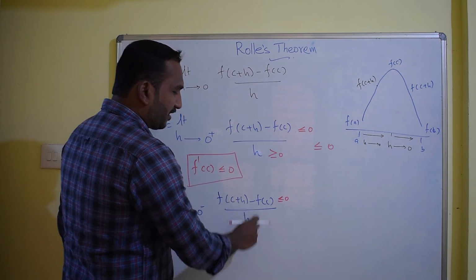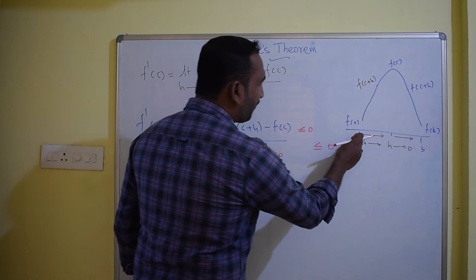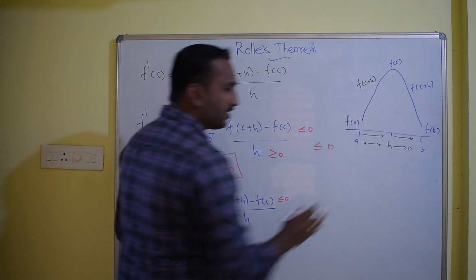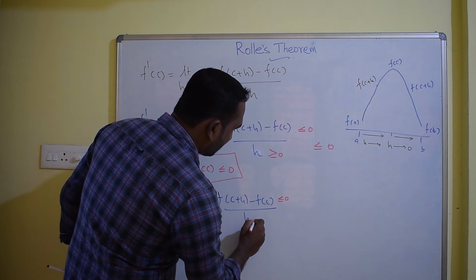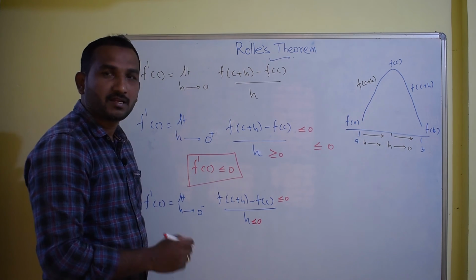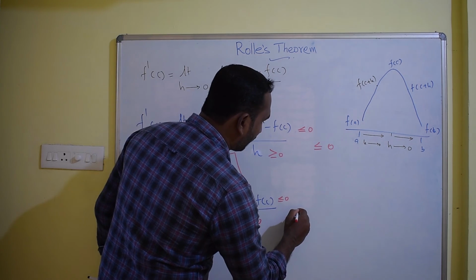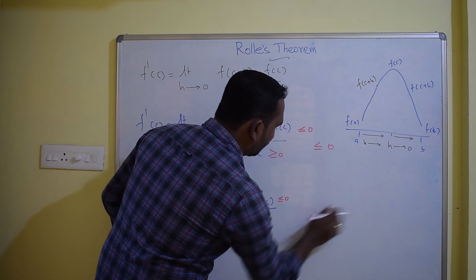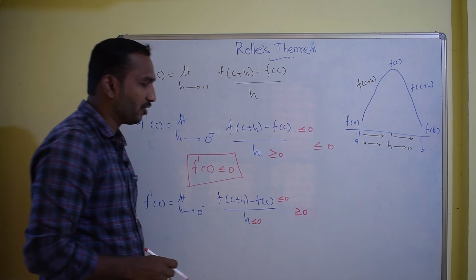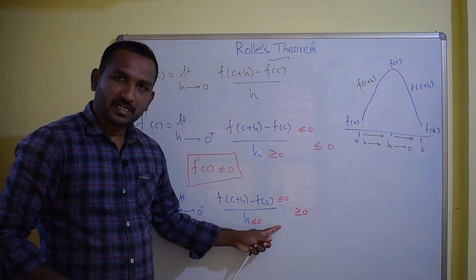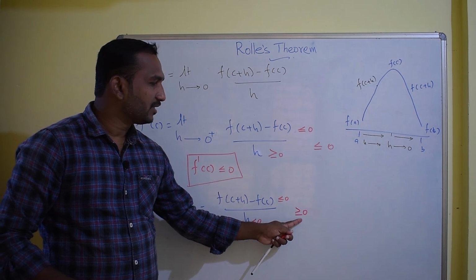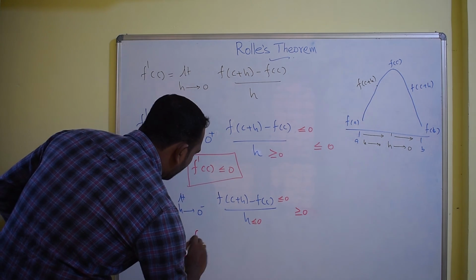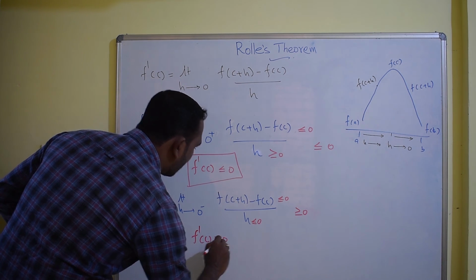Now here is the trick we have, right? If you start from the left hand side and go towards the right hand side, this is the negative side and this numerator will become less than or equal to 0. This whole value now will give greater than or equal to 0. Why? Because negative by negative will become positive, so that will give greater than or equal to 0. And we can find here f dash of c is greater than or equal to 0.